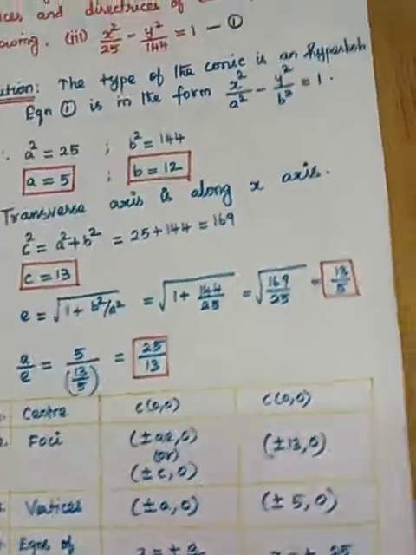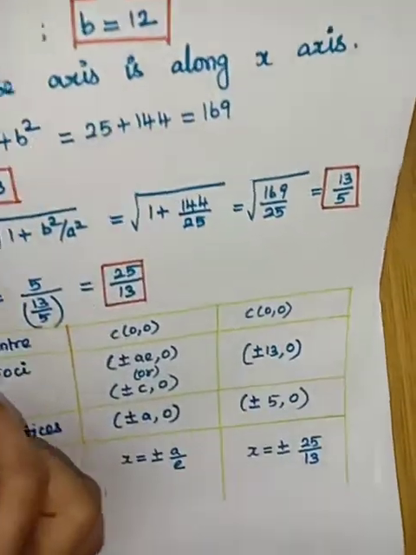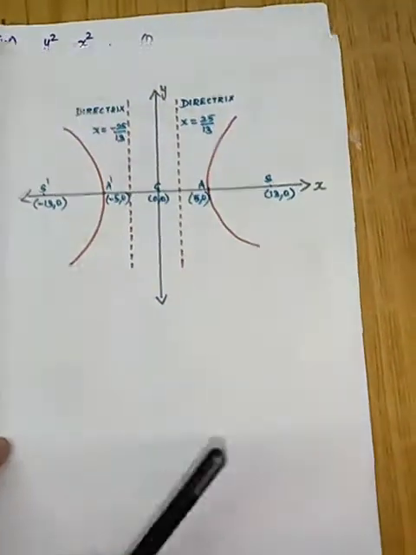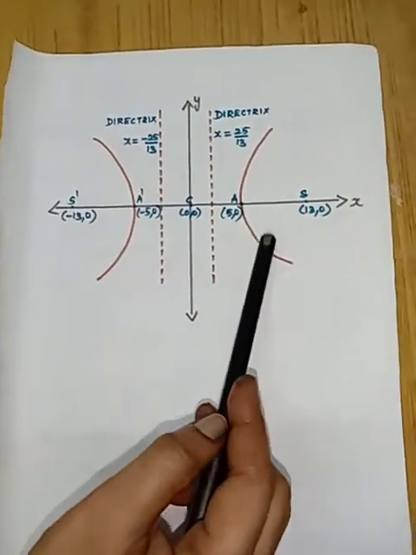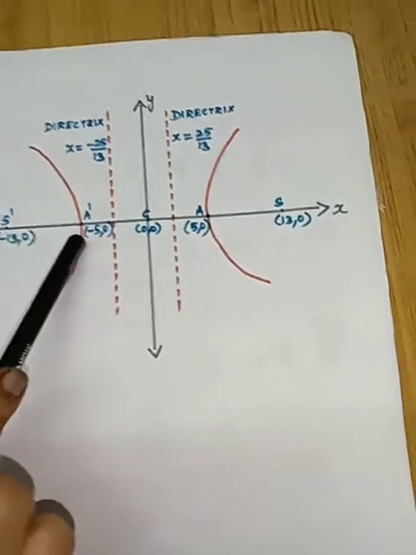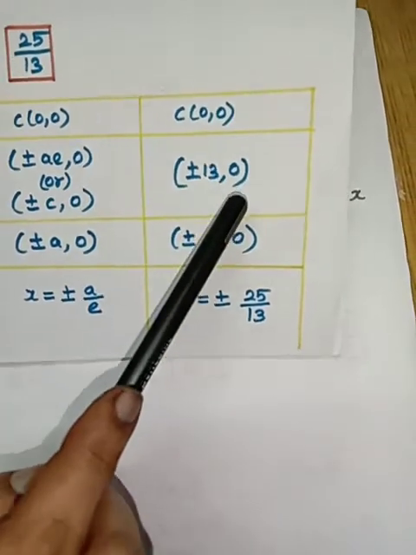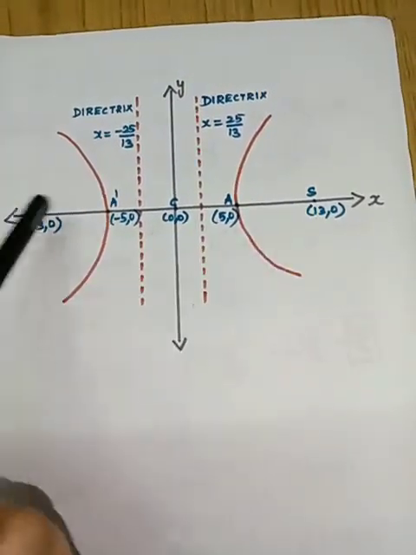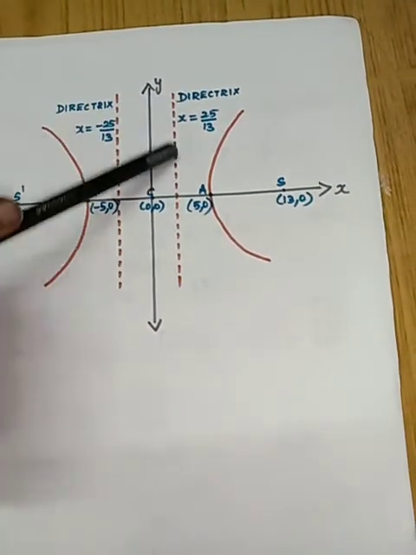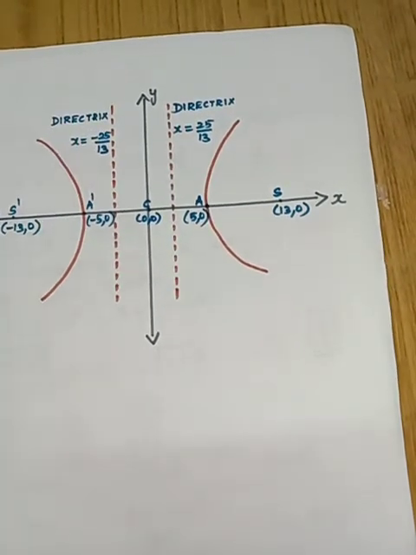So we have substituted and see the diagram. We have to draw the diagram using the result. Your transverse axis is along the x-axis. So the hyperbola will be like this. The center is 0, 0 and your A point is 5, 0. A dash is minus 5, 0 and the foci we have written as plus or minus 13, 0. So here it is 13, 0. Here minus 13, 0. The directrix will be here. This is x equal to 25 by 13. This side x is equal to minus 25 by 13.